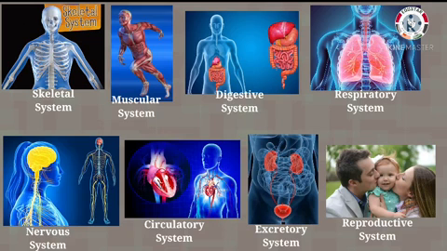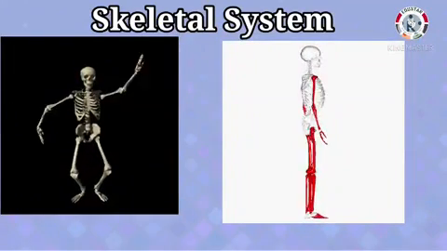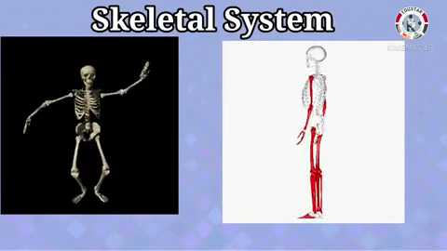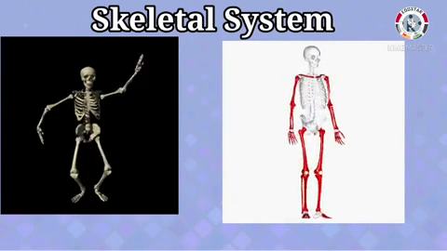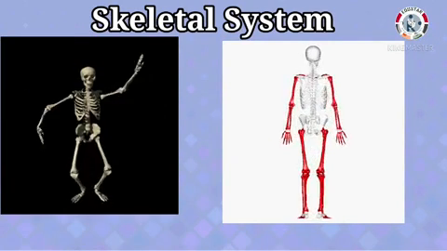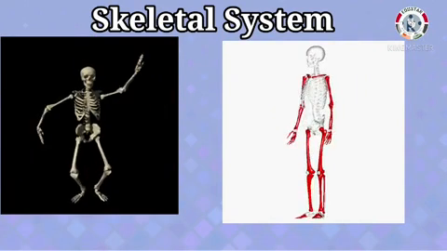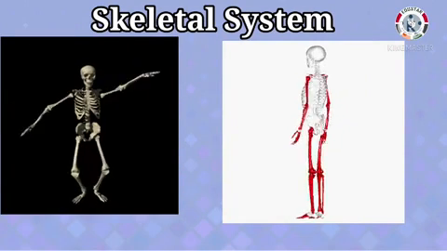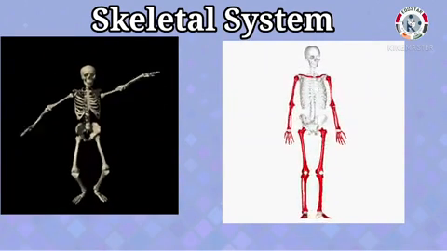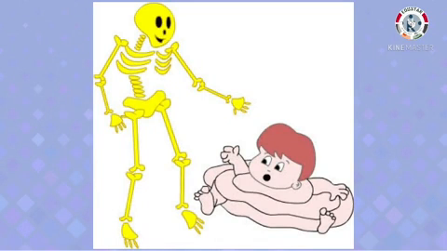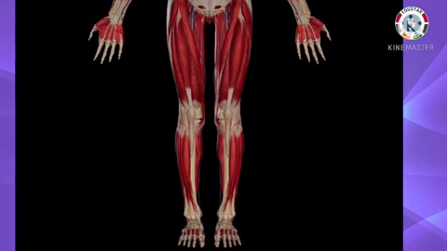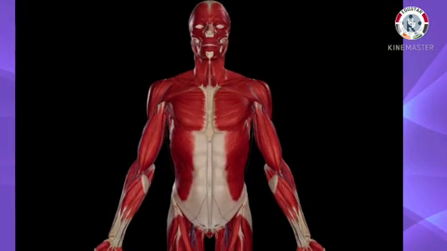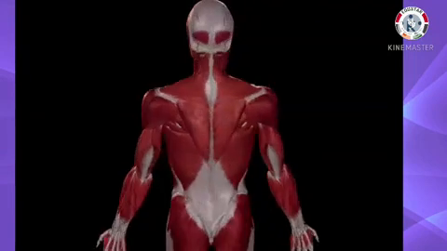Now let's revise these organ systems in short. First, skeletal system. All the bones together in the body form a skeleton or the skeletal system. Our skeletal system consists of 206 bones. It gives shape and support to the body. It also protects the internal organs. Without the skeleton, our body would be like a mass of jelly. Next, muscular system. The soft and fleshy parts in our bodies are the muscles.